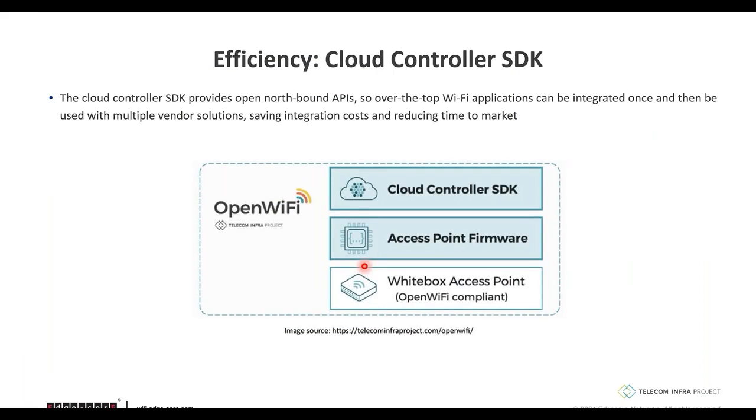So now for the efficiency of the cloud control SDK. The cloud control SDK provides, as I mentioned, the open northbound API. So over-the-top Wi-Fi applications can be integrated once, then be used with multiple vendor solutions. So it can save integration cost and reduce the time to market.